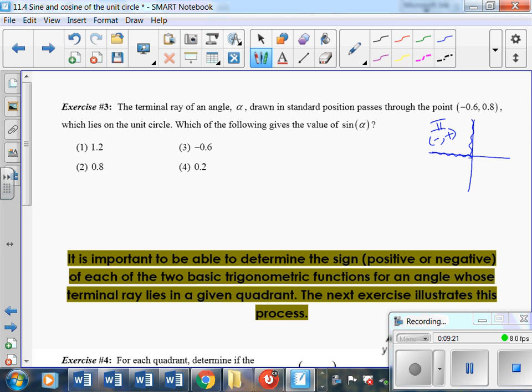But that's not what the question's asking us. It's asking us which of the following gives us the value of sine alpha. Now sine is going to be our y value, so we know the y value is positive, so we know that 3 cannot be the right answer. So we know that it's going to be 0.8 in our answer, so there we go at number 2. So it is important to be able to determine the sign, whether it's positive or negative, of each of the two basic trigonometric functions for an angle whose terminal ray lies in a given quadrant. All right, the next exercise illustrates this process.